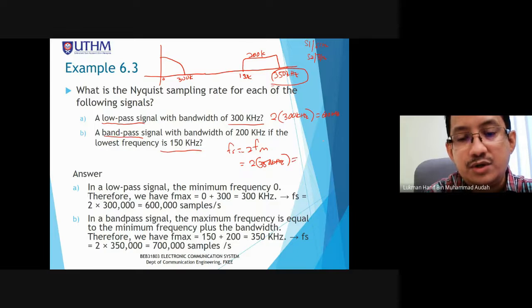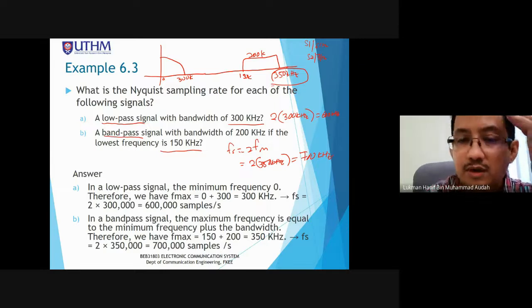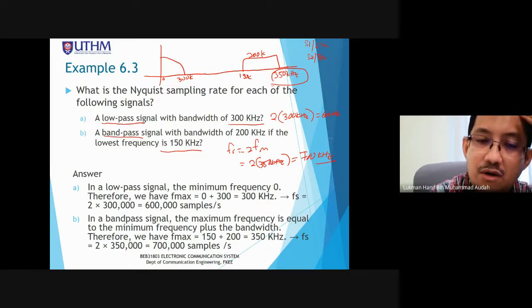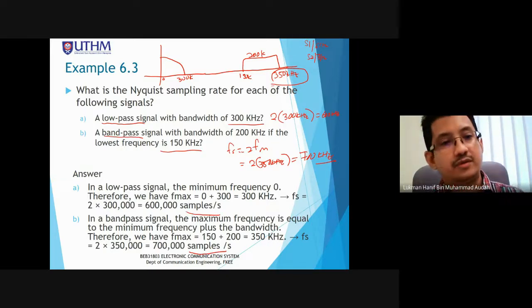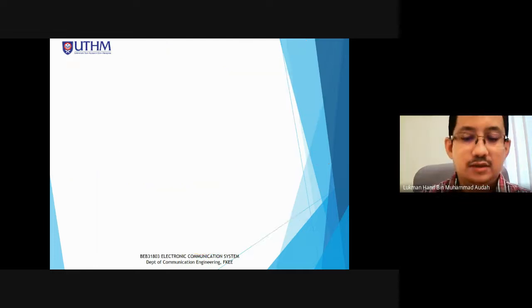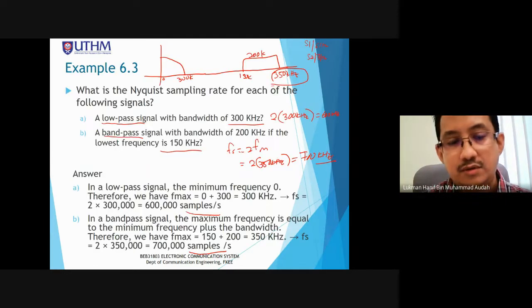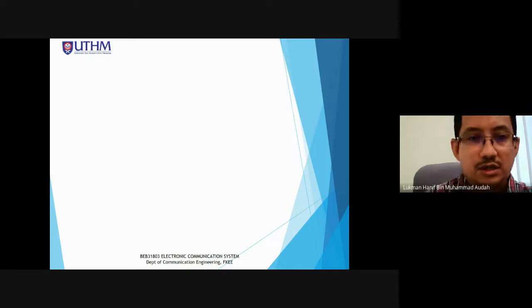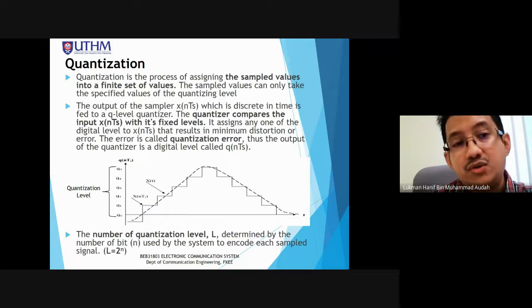So we get this one is 700 kilohertz. Okay, so you can write in terms of kilohertz or you can write in terms of samples per second. Tidak ada masalah, no problem. Okay. So, the next topic is quantization.